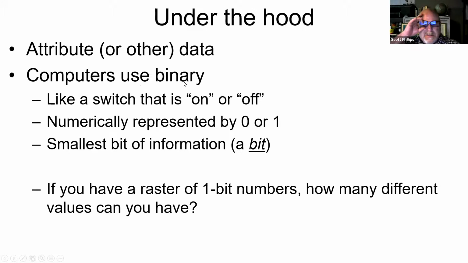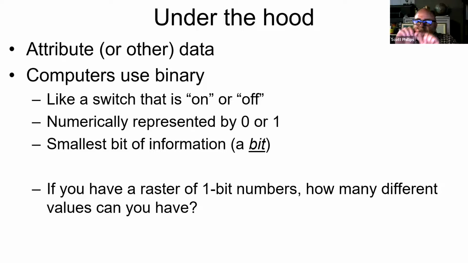And so I'm going to go on a little bit of a sidetrack and talk about numbers and computers. For your attribute or your other data, computers use something called binary, and binary is like a switch that's on or off. So it's represented by a 0 or a 1. That's like 1 bit of information. 1 bit is a computer being able to say it's 1 or is it 0.